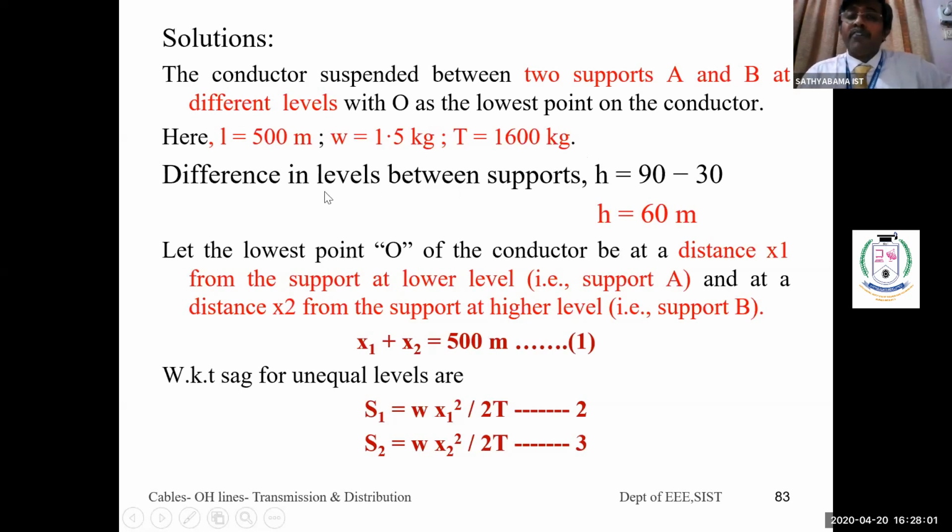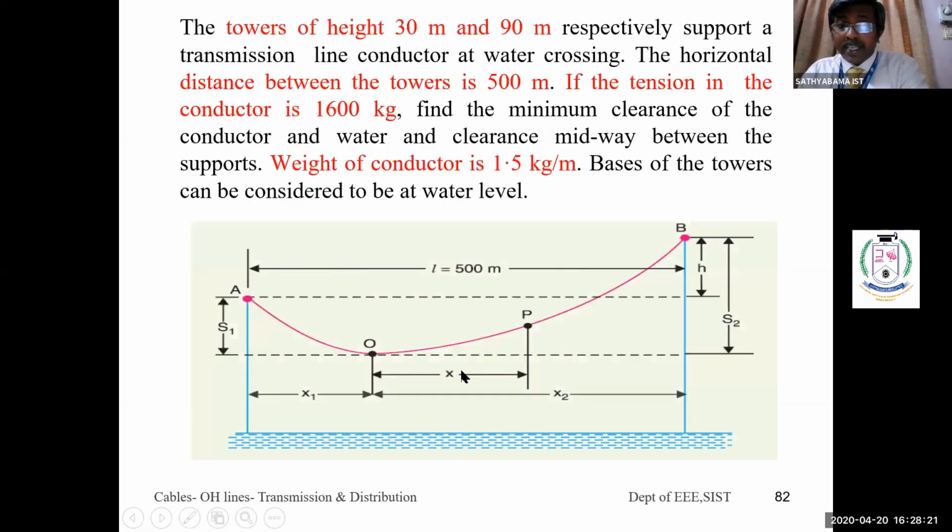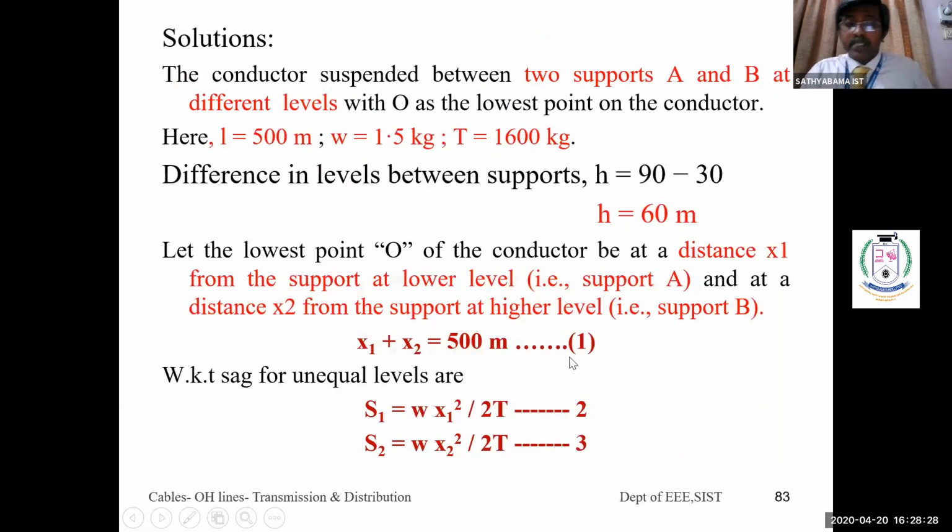Now we have to find out H. We already know the H formula. It is the height difference: 90 minus 30, which is nothing but 60. And from the diagram, see equation number 1: X1 plus X2 is equal to 500 meter. We take this equation number 1 from the diagram. What is the total length in the diagram? The total length is 500, which is X1 plus X2.